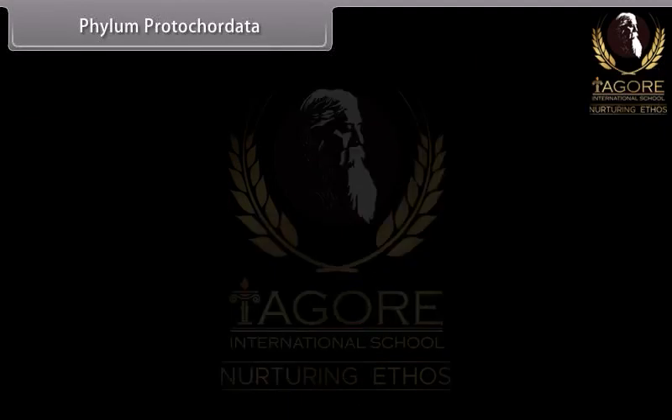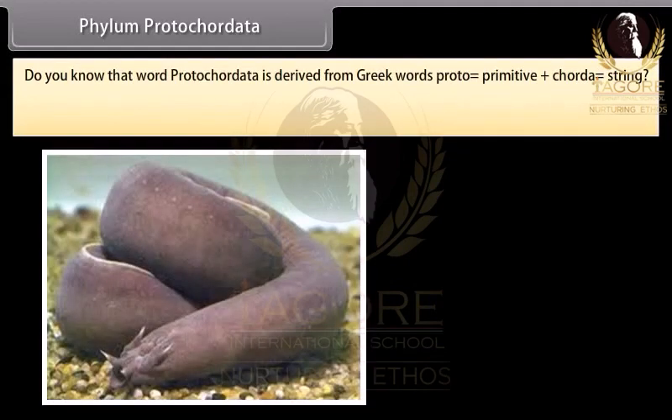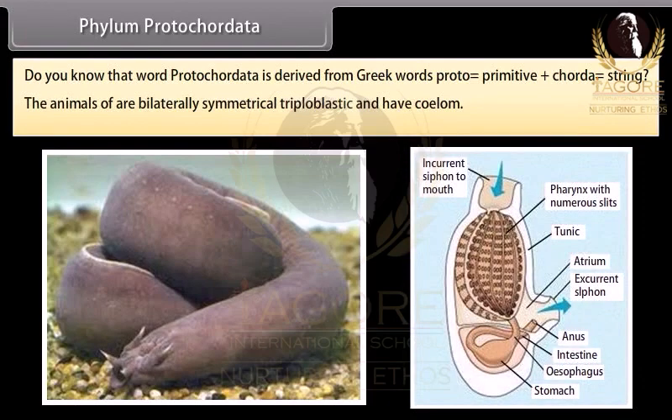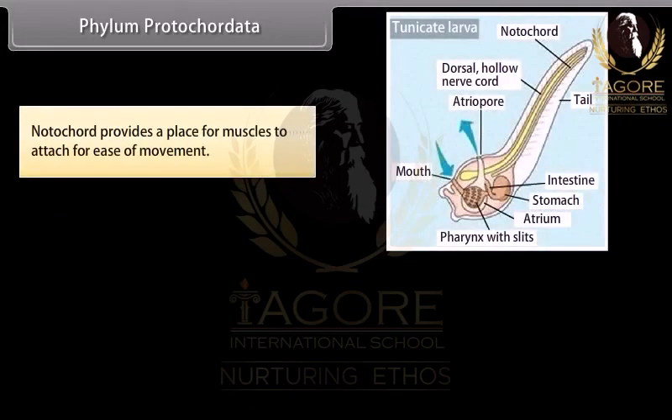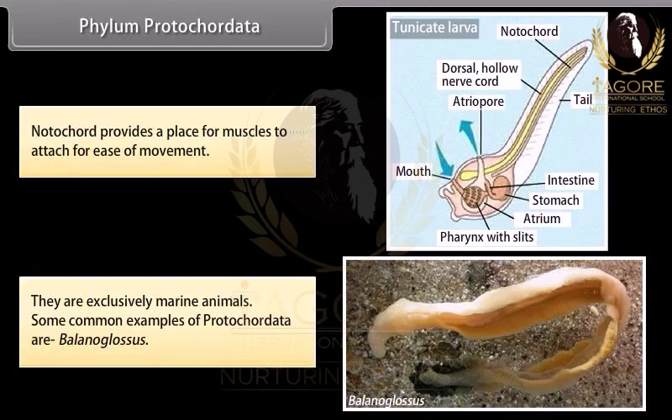Phylum Protochordata. Do you know that the word protochordata is derived from Greek words proto, which is primitive, plus chorda, which is string. The animals are bilaterally symmetrical, triploblastic, and have coelom. They have a notochord, which is a long rod-like support structure that runs along the back of the animals, separating the nervous tissue from the gut. This notochord is not present at all stages of life. Notochord provides a place for muscles to attach for ease of movement. They are exclusively marine animals. Some common examples of Protochordata are Balanoglossus.